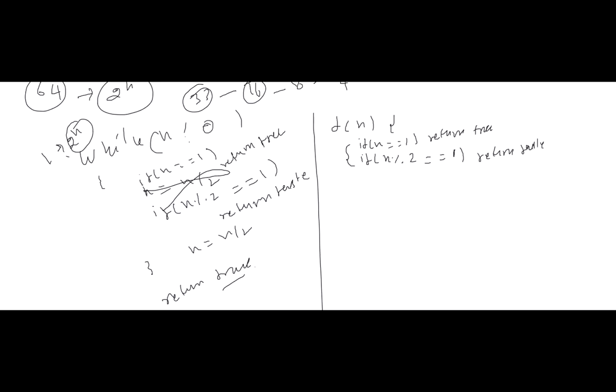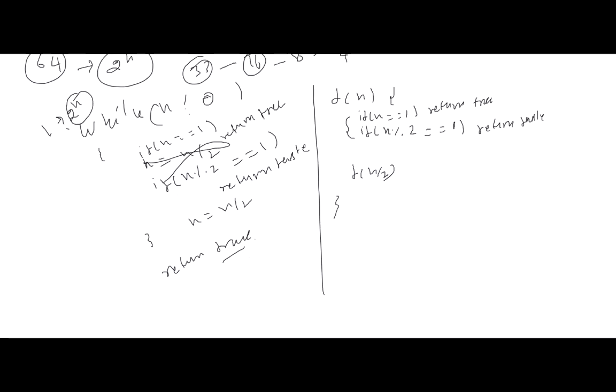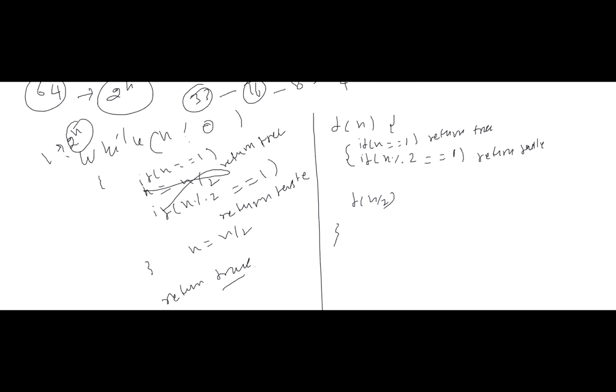Yes. Right. Now, I just need to call the recursive function f of n by 2. That's it. Right? Sorry, not n by 2 like this. Return f of n by 2. So as you can see, the while loop looks more complex than this recursive one, right?